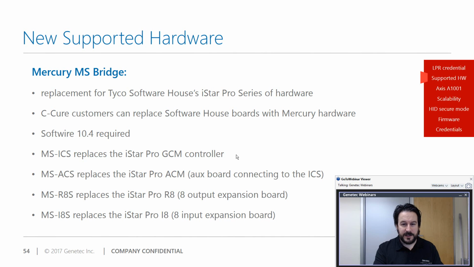So the iStar Pro controller, the GCM controller, you can replace that with the MS Bridge ICS board. And of course we have the controller boards and then the expansion boards here as well for inputs and outputs and auxiliary boards and things like that. So really this is if you want to do a hardware switch out, but there's a lot less complication in terms of you don't need 3 boards to replace one, or these 2 go into one of this kind of thing. So it's a nice replacement in terms of that, and that is of course supported now.